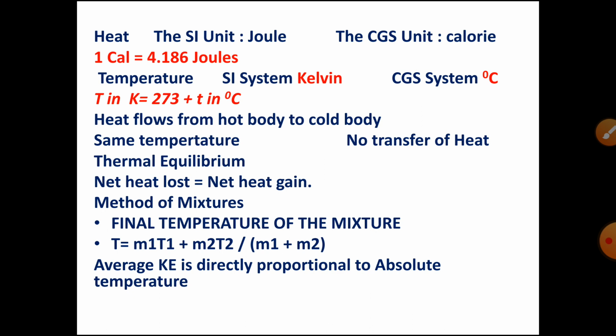Net heat lost by the hot body is equal to net heat gained by the cold body. This is also called the method of mixtures and also the principle of calorimetry. To find the final temperature of the mixture, we use the formula T is equal to M1 T1 plus M2 T2 by M1 plus M2. And average kinetic energy is directly proportional to the absolute temperature. This is the information we learnt in the last video.